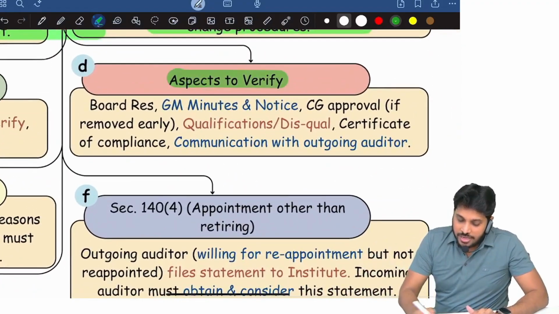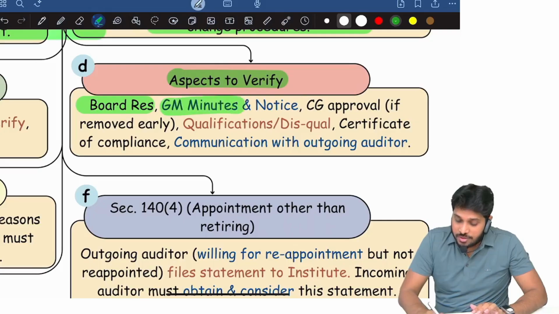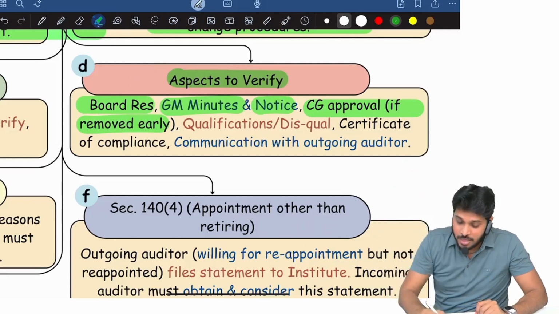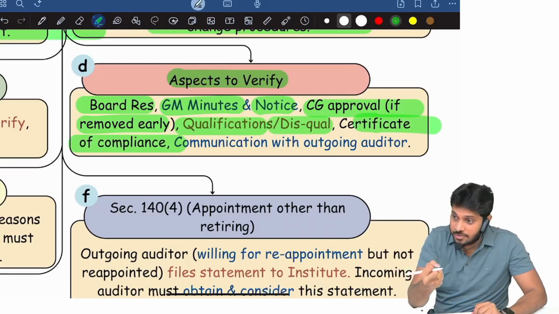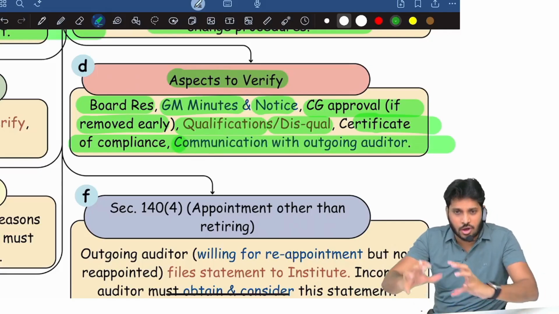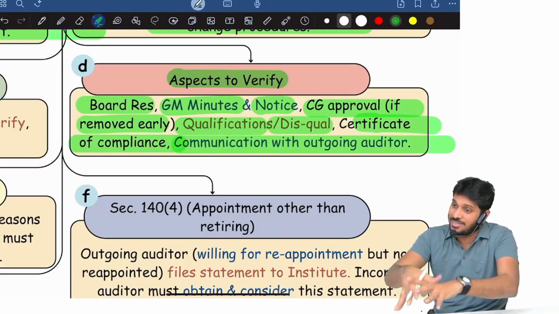What do you need to verify here? You need to verify the board resolution, the general meeting minutes, the notice, whether it is sent correctly, and the central government approval, if the previous auditor was removed before expiry of term, yes or no. You need to see qualifications and disqualifications. You should give a certificate of compliance to the client, and you must communicate with the outgoing auditor. These are all various formalities which are given under the Companies Act itself.